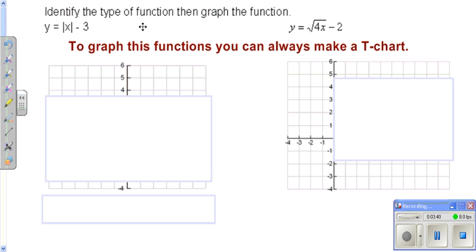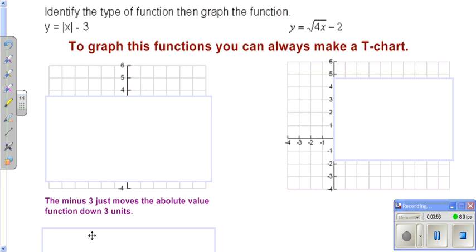You now need to identify the type of function this is, and then you need to graph it. Hopefully, just by looking at this right here with these two straight bars, you're saying, oh, that has to be an absolute value graph. Now, absolute value is always the shape of a V. And in this case, it's going to be moved 3 units down because the minus 3 is afterwards.